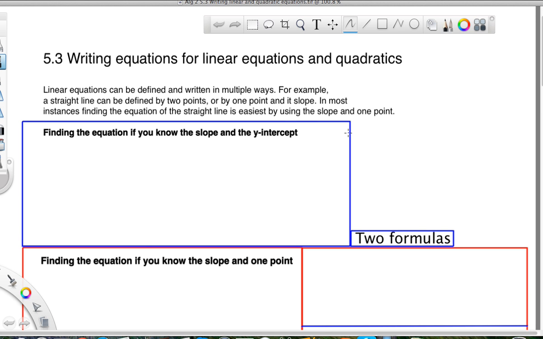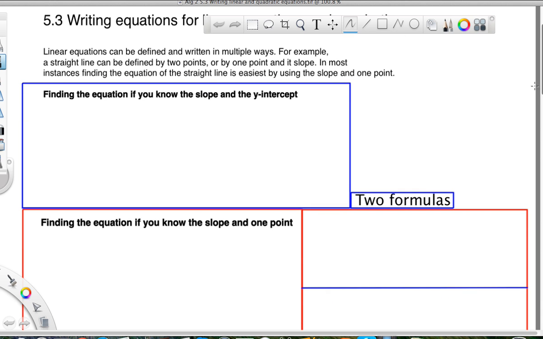So linear equations can be defined and written in multiple ways. Usually most people say that a straight line is defined by 2 points. That is true. A straight line can also be defined by 1 point and the slope. And either way, if you are asked to find an equation based on a given picture or some points or some other information, a lot of times it's easiest to do that if we find the slope and 1 point. So let's see what happens if you are asked to find the equation if you know the slope and the y-intercept. Well, that would be probably the easiest case.